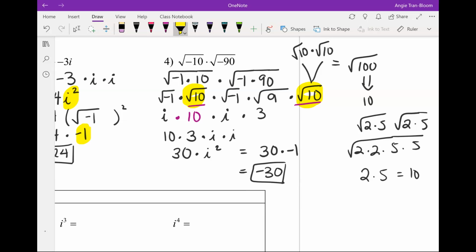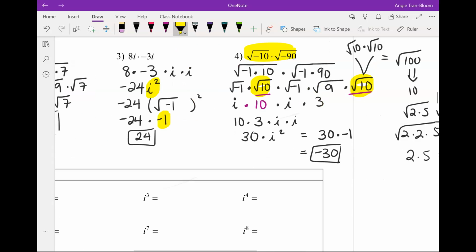Now, why would multiplying them first be wrong? Let's say that you went and multiplied first. What's negative 10 times negative 90 first, straight up? Positive 900. Would you guys agree? Square root of a positive 900 will give you a positive 30. But your final correct answer is negative 30. So if there's ever a negative under the radical, you have to simplify the i's first.